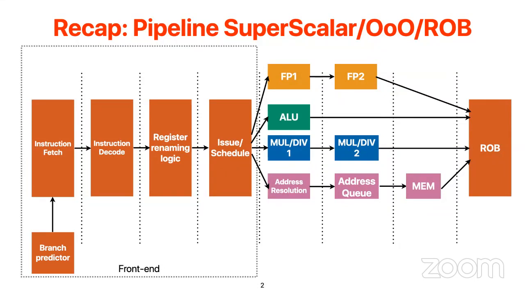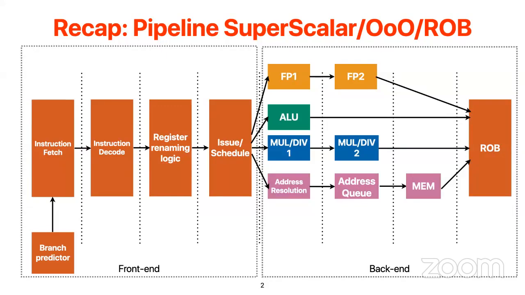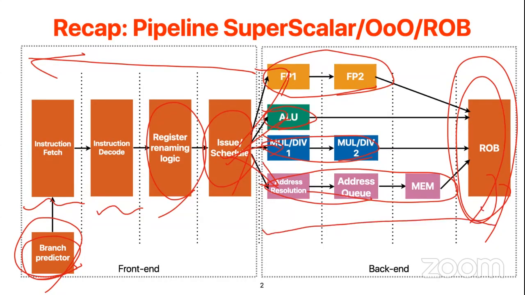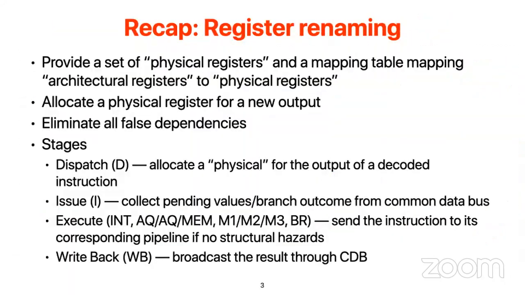And if you look at the design of the processor, you can potentially look at it in two different ways. The first part, everything before the schedule, we can consider as the front end. And everything after the schedule is the back end. So the front end is just feeding instructions to the pipeline, and the back end is trying to consume those instructions.